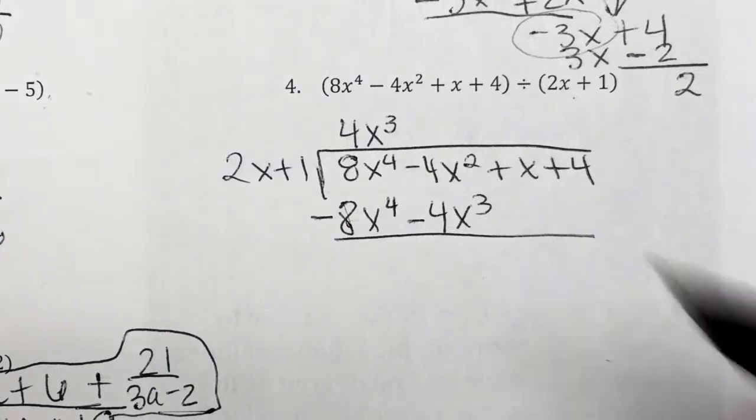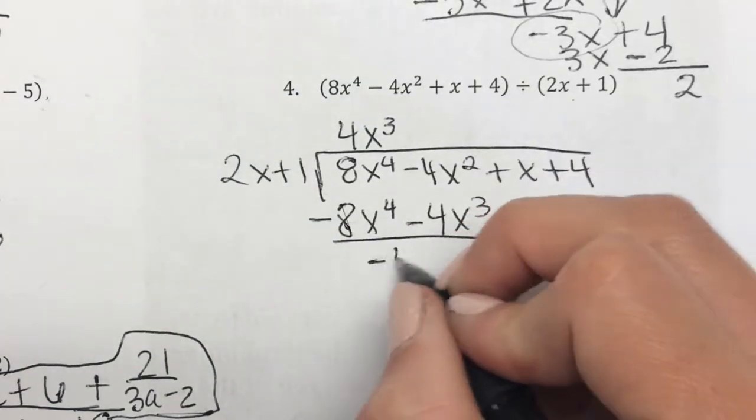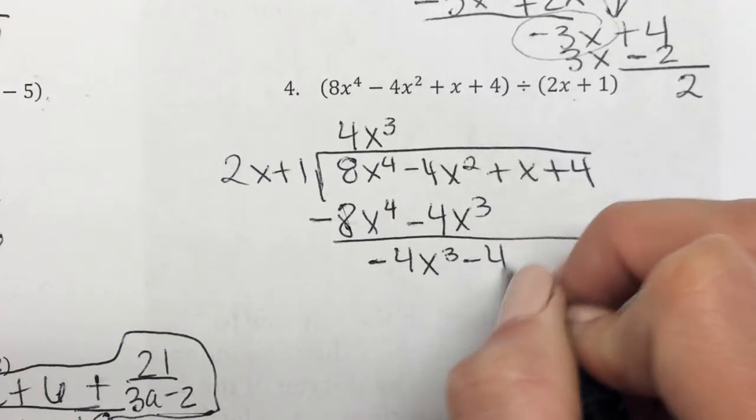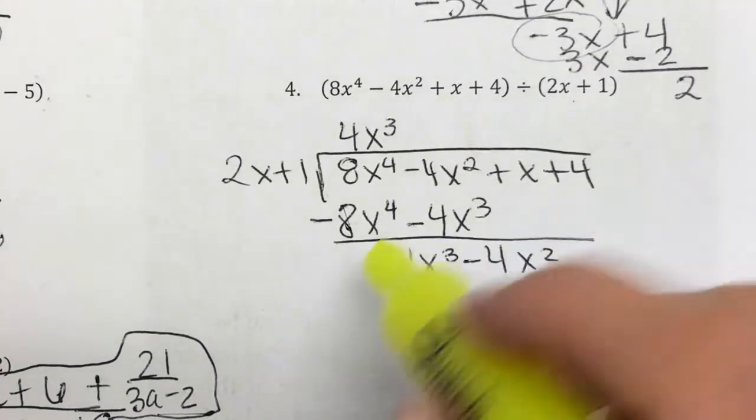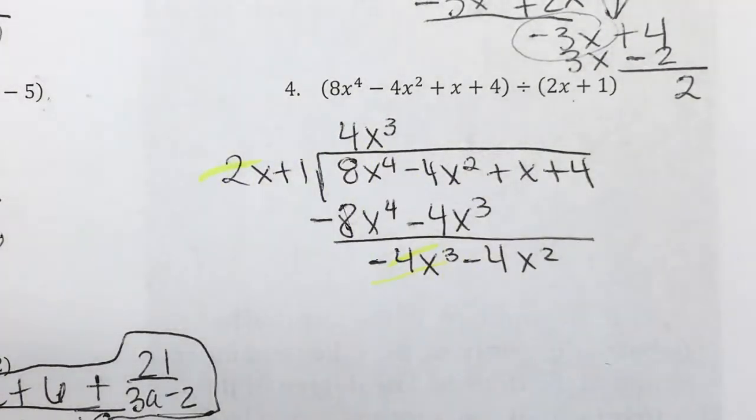Which is what? What goes first? Good. Minus 4x squared. And now you just start the process over. Look at these first 2 terms. What do I need to multiply 2x by to get negative 4x cubed?